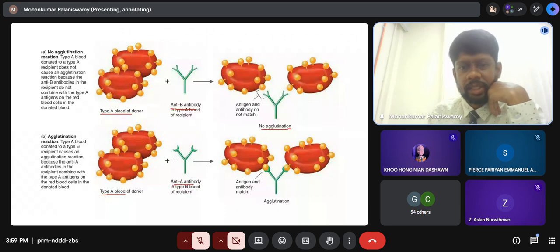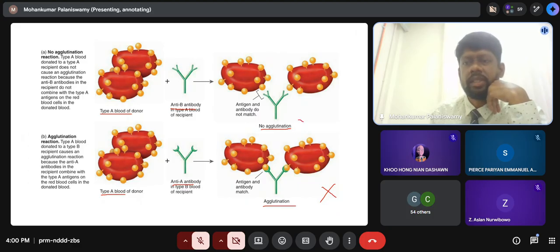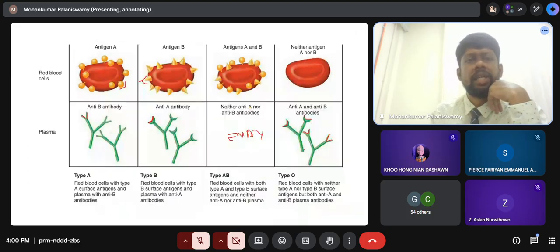So what happens is this anti-A antibody tries to form a bond with this RBC. So this is agglutination. So this is not good. This is acceptable, no agglutination.